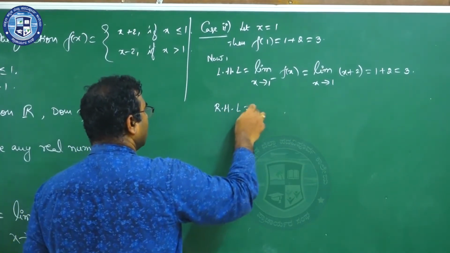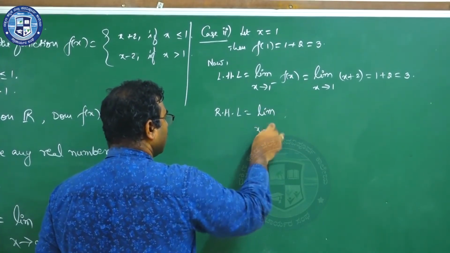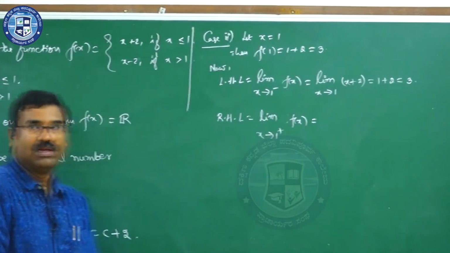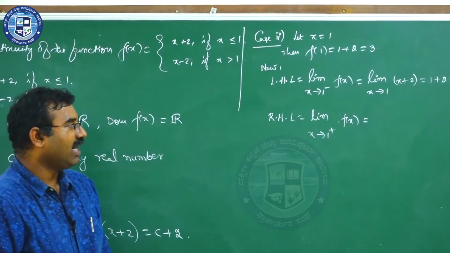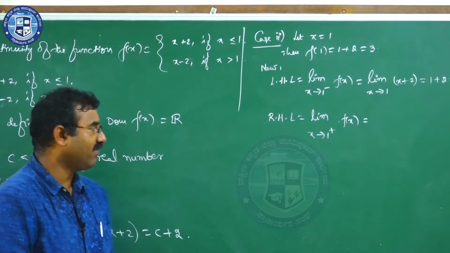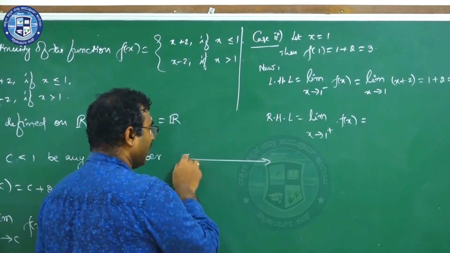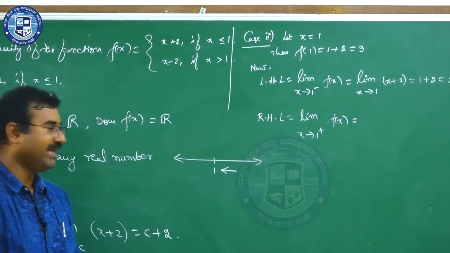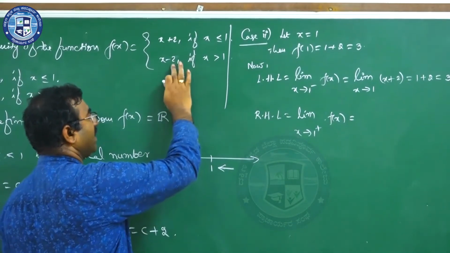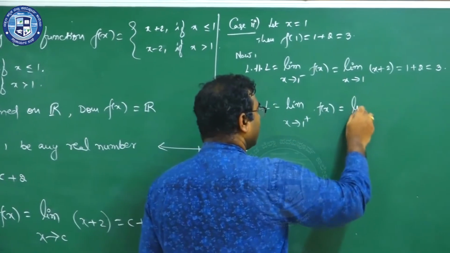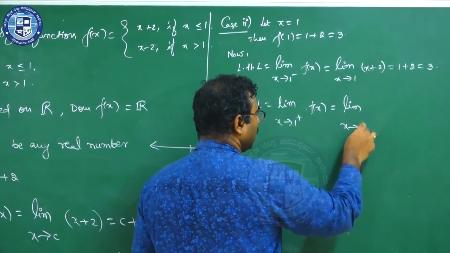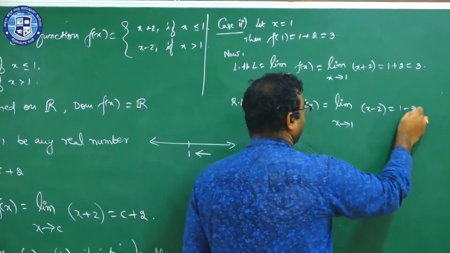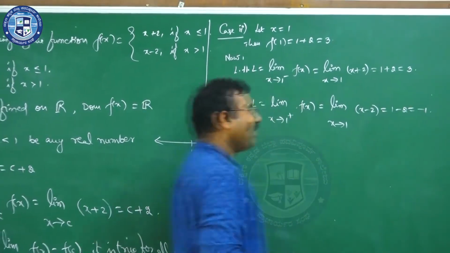And the right hand limit, x tends to 1 plus f(x). That means here x is approaching 1 from the right side. When x is approaching 1 from the right side, the x values will be more than 1, right? So that means you have to take the function x minus 2. So limit x tends to 1, x minus 2. So what happens now? 1 minus 2, which is equal to minus 1.